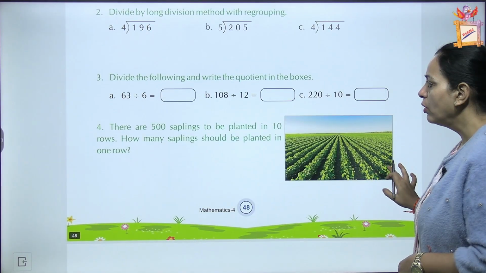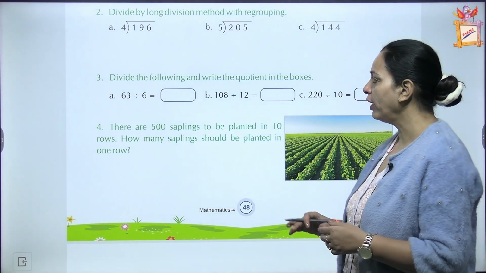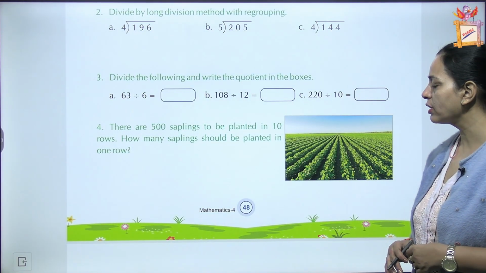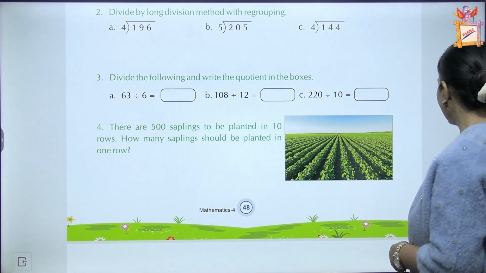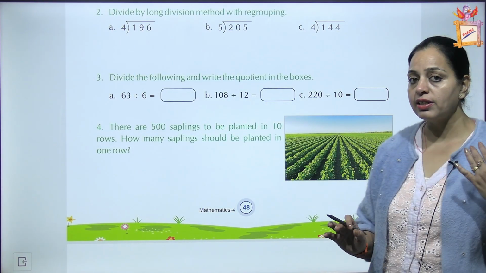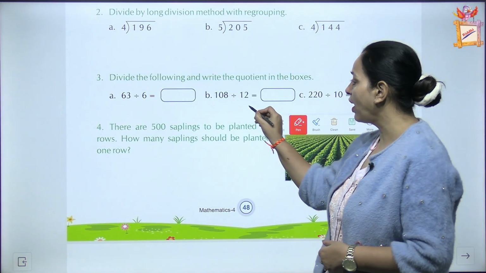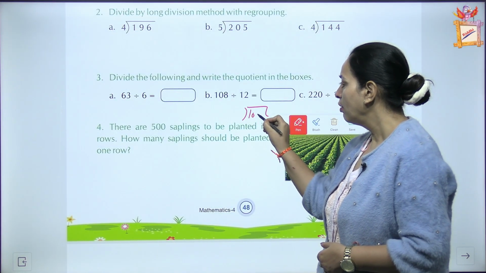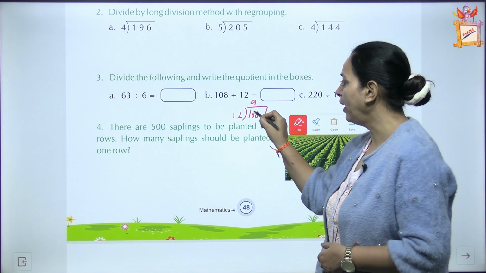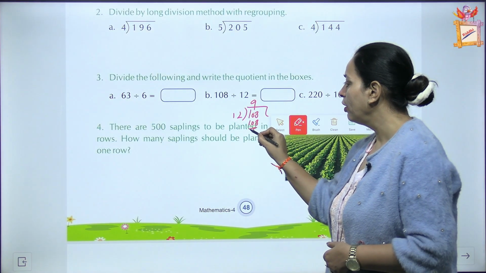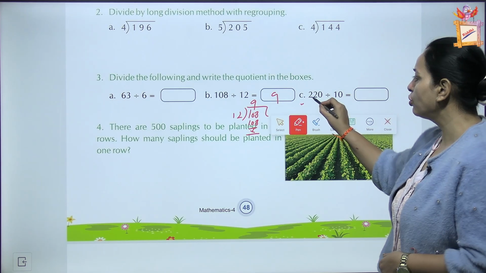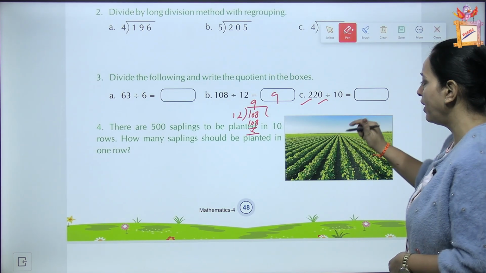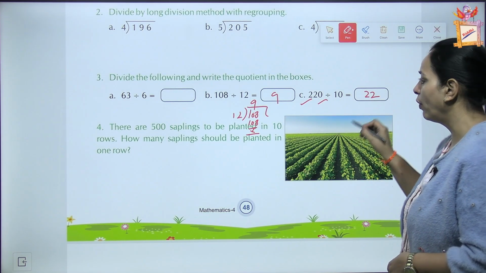Okay, now third question, divide the following and write the quotient in the boxes. Like here, B part, 108 divided by 12. Now recall the table of 12. 12 nines are 108. So what will you get? You will get 9 here. Like C part, 220 divided by 10. So what will you get?